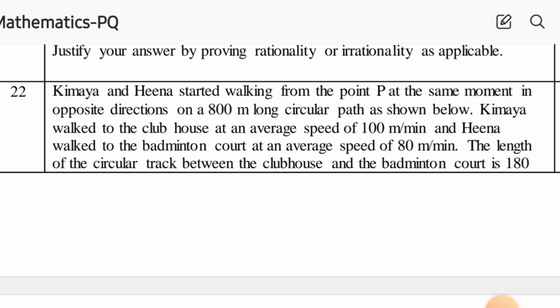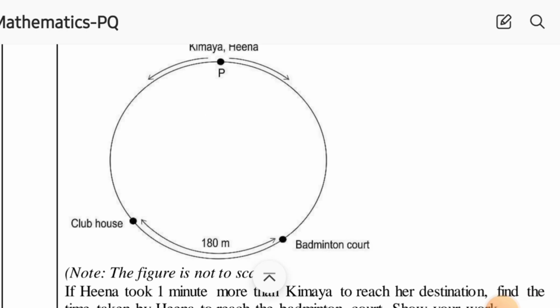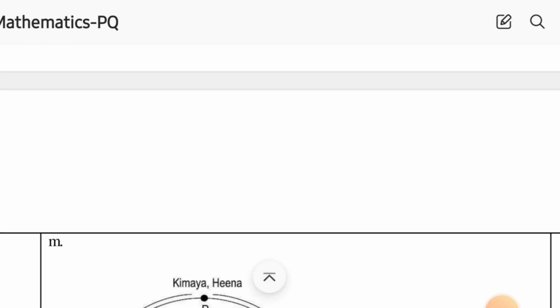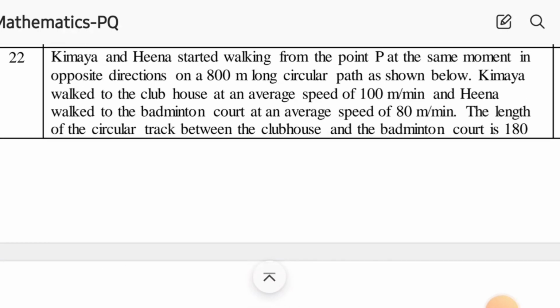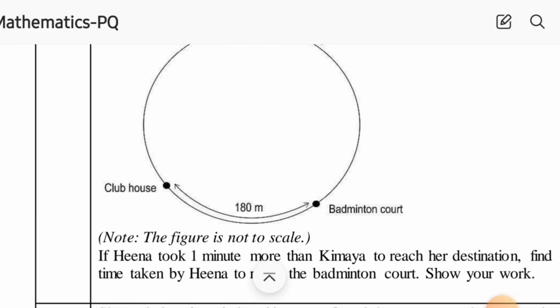And Hina walked to the badminton court at an average speed of 80 meters per minute. You can see from P to B, that is the badminton court, her speed was 80 meters per minute. Then the length of the circular track between the clubhouse and badminton court is 180 meters, that is the distance between C and B is 180 meters.